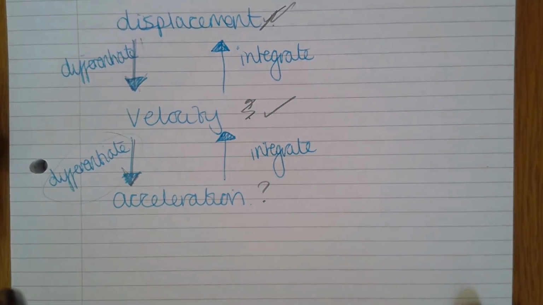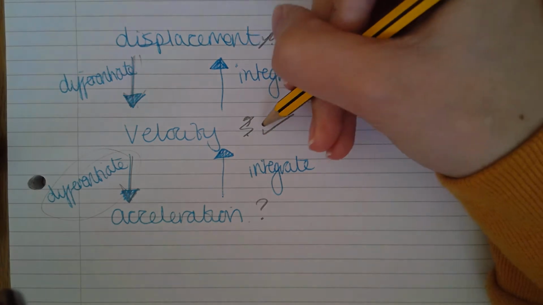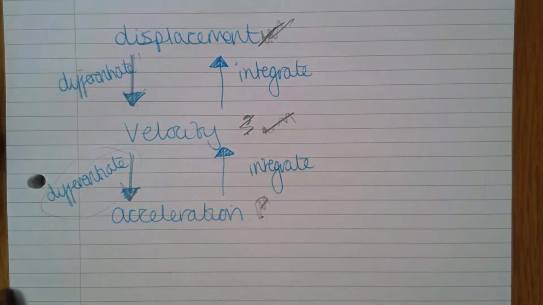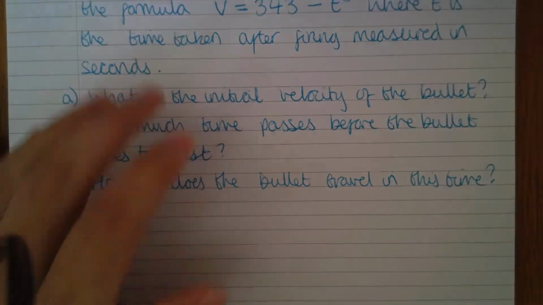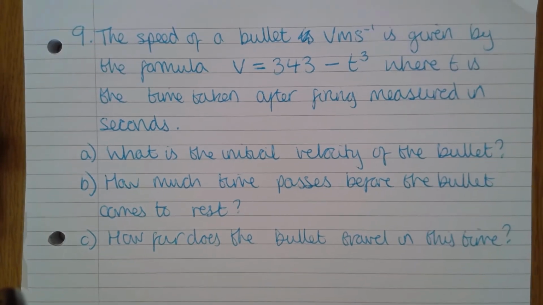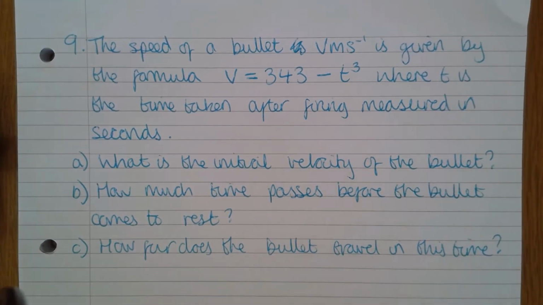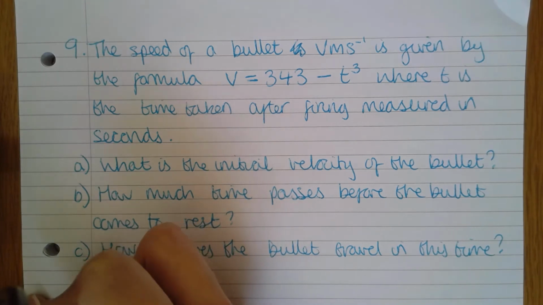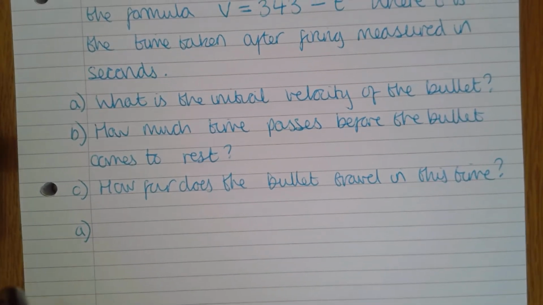If you haven't got this written down, I would recommend you write it down. It's really important. Maybe put it on a revision card. The next question is this one. If you haven't got this one written down, pause the video and make a note of the question. It says, what is the initial velocity of the bullet? So working out A, we want to find the initial velocity.